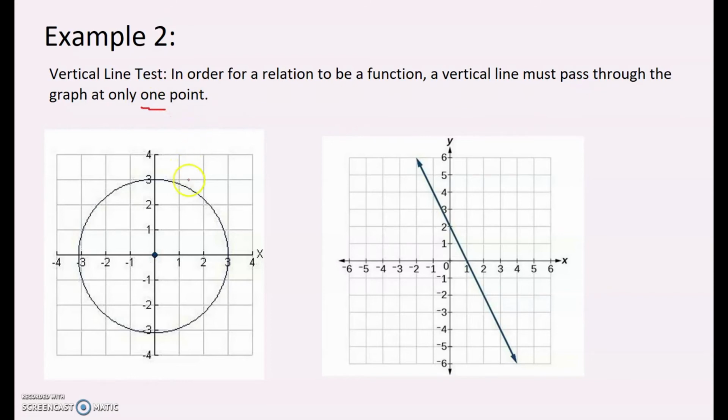To illustrate that, I'm going to draw some vertical lines across the circle graph below. You can see that this relation is not a function because the vertical lines cross the graph at more than one point. However, if I were to draw vertical lines across this linear relation, you can see that the vertical lines only cross the graph at one point, thus meaning that this linear relation is a function.